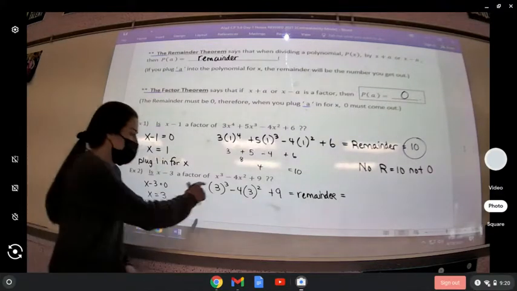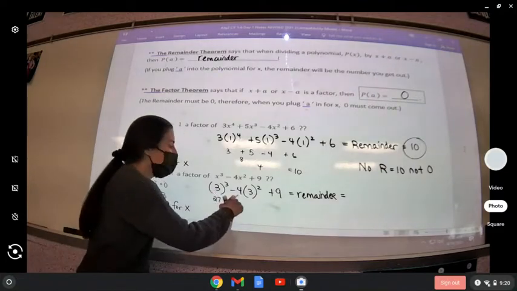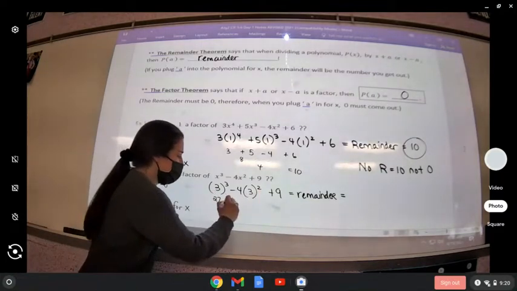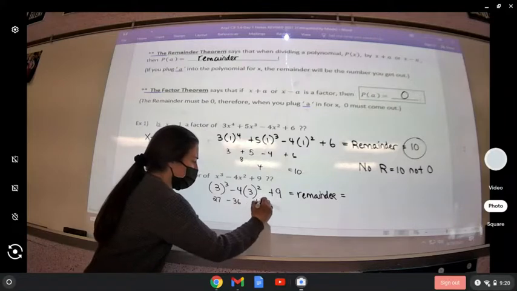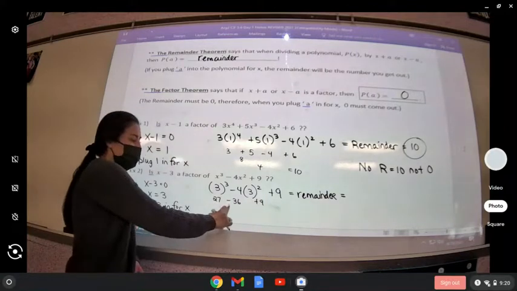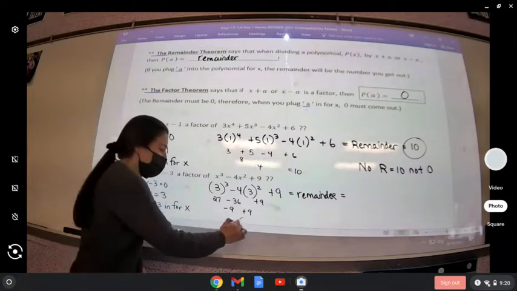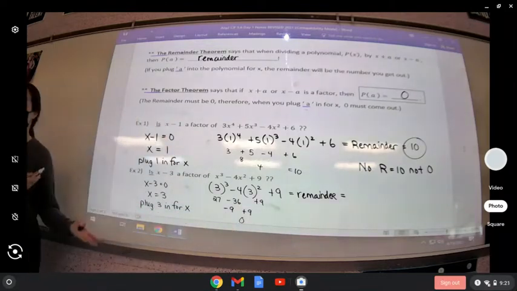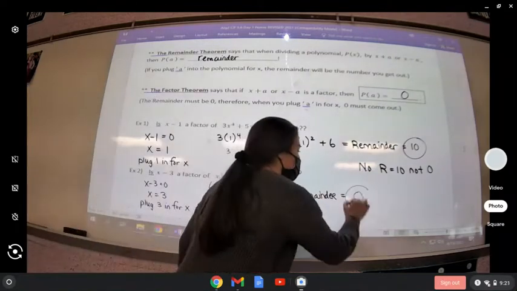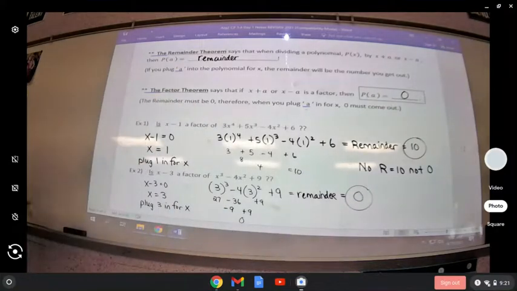It was 0. Guys, 3 to the third is 27. 3 squared is 9. 9 times negative 4 is negative 36, and then plus 9. 27 minus 36 is negative 9. Negative 9 plus 9 is 0. What do you get when you plug 3 in? You get 0. So if your remainder is 0, is x minus 3 a factor? Yep.